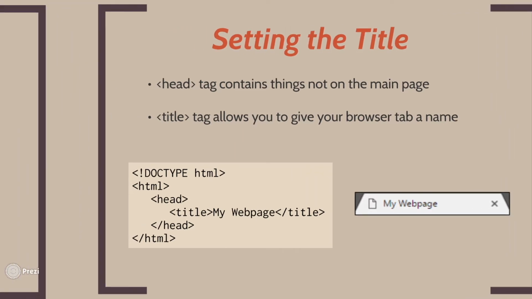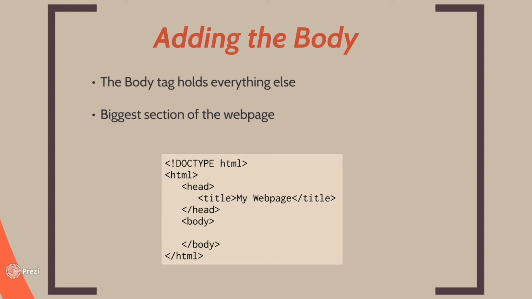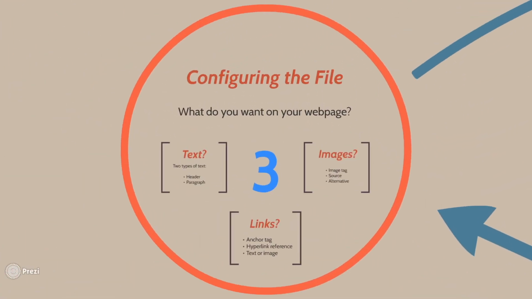After setting the title, we can get to the fun part. To add things to the main body of the web page, we must first make a body block, which is made from the body tag. The body will contain everything from pictures to tables. This body will make up a vast majority of the web page and is where you're going to spend most of your time formatting. Now you will learn how to configure your file.